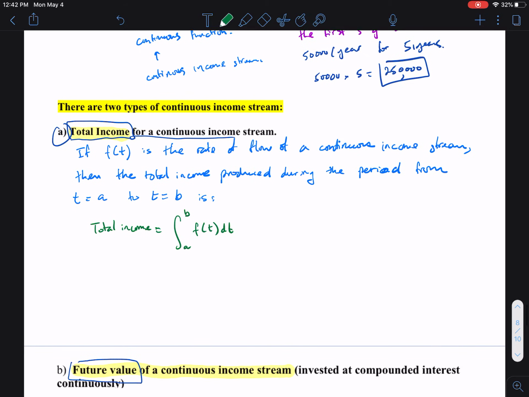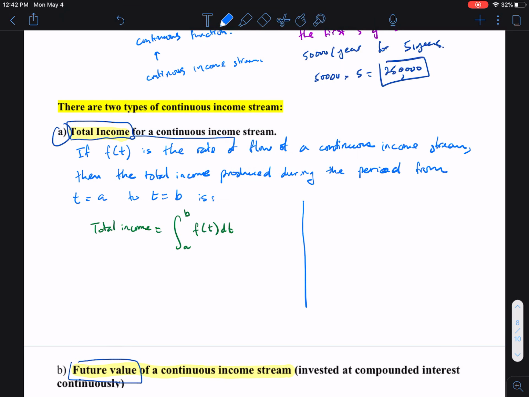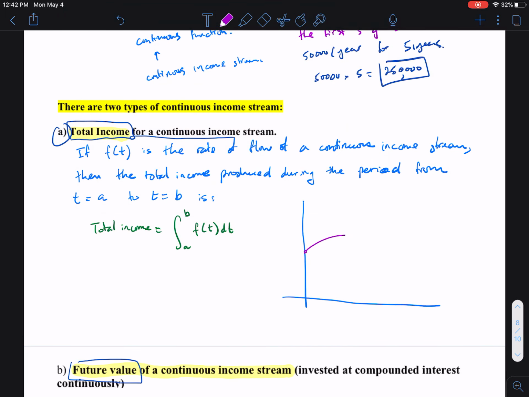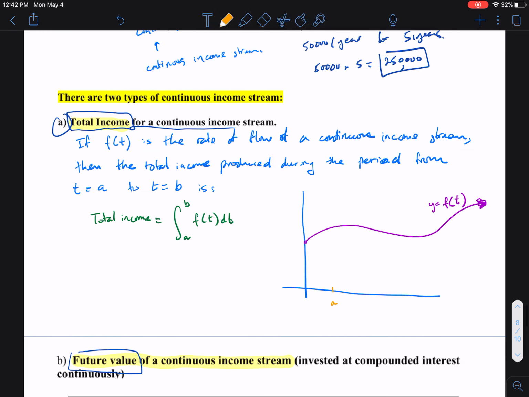In terms of a picture, it looks like this. We have a graph of the rate of flow of income. Perhaps it looks something like this. That's our f of t. Call this y here, and the total income from A to B is this area. So that's the total income.